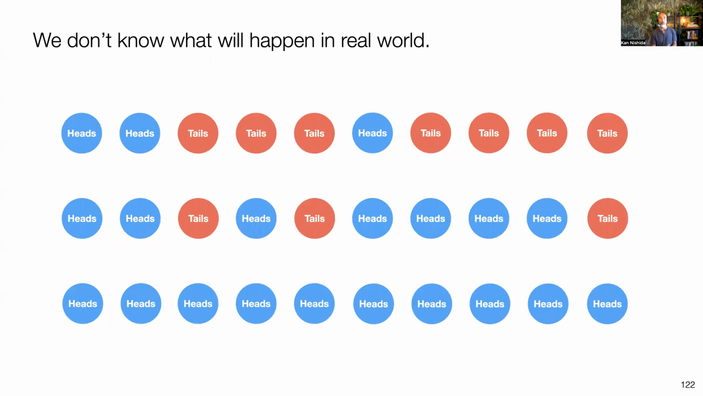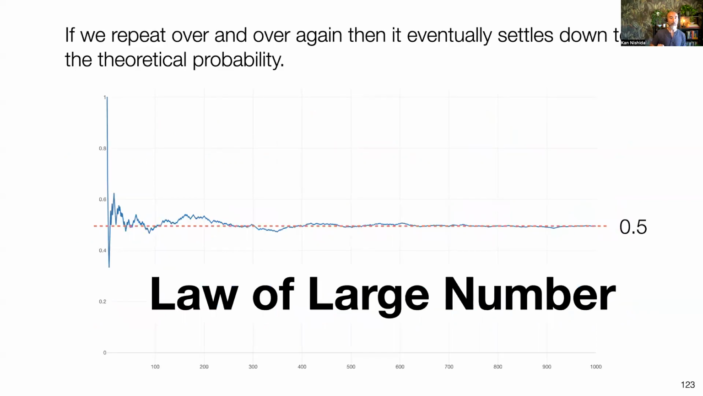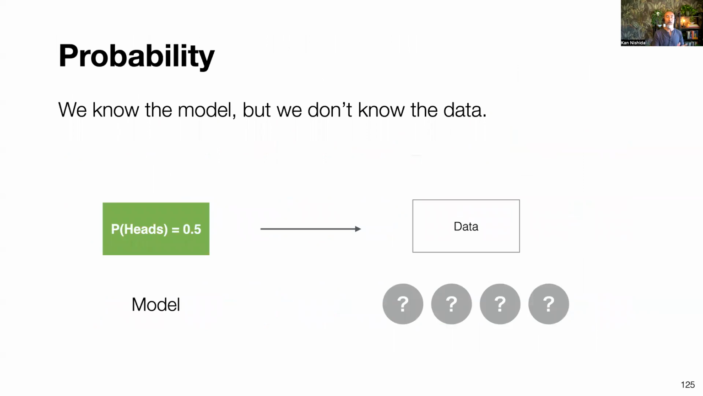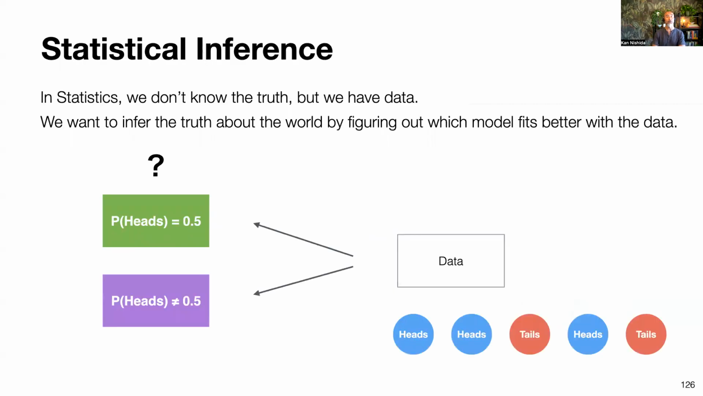Okay, but even if you know the theory of probability, this is why it's part of mathematics. All mathematics is basically theory. It is true, but it's a theory. That doesn't mean it will happen in the real world, right? We don't know what is going to happen in the real world. However, because of the law of large numbers, if you repeat over and over again, the reality starts looking like what the theory is presenting. So probability and statistics are deeply connected, but they're two different things. Probability is the model or the truth, but you don't know the data or the reality. Statistical inference is the opposite. You don't know the truth, you don't know the model, you have the data, but you want to infer that truth by figuring out which model fits better with the data.